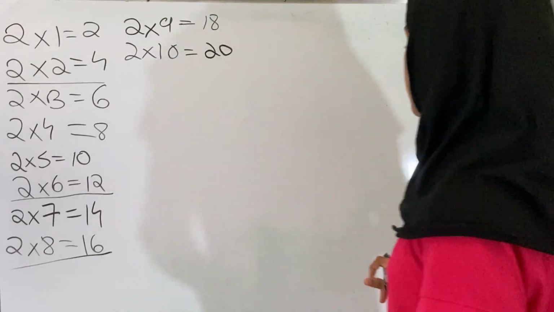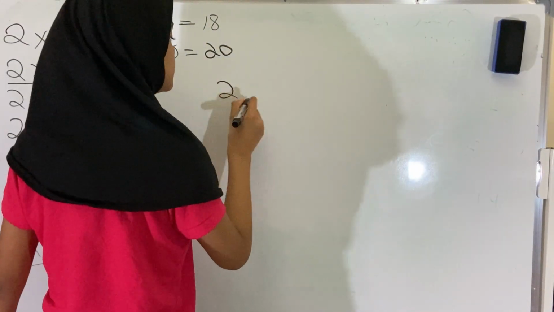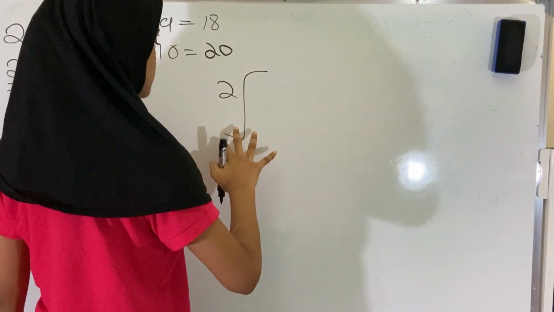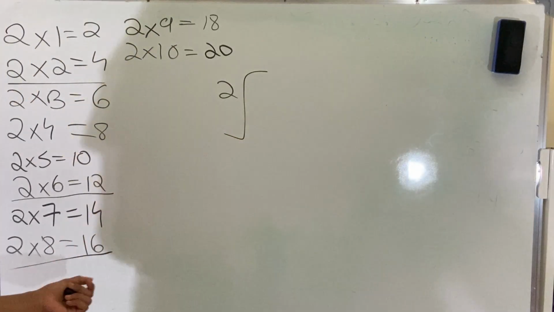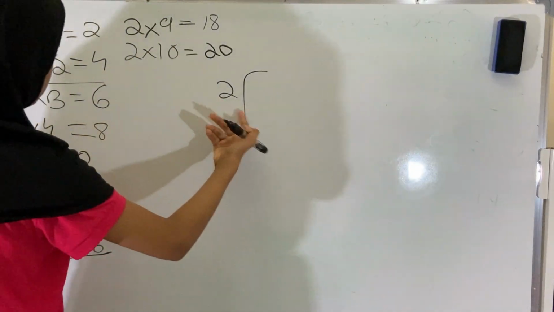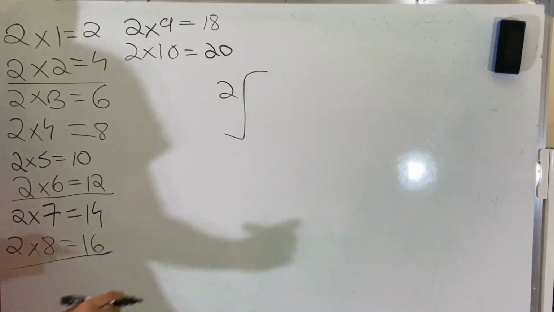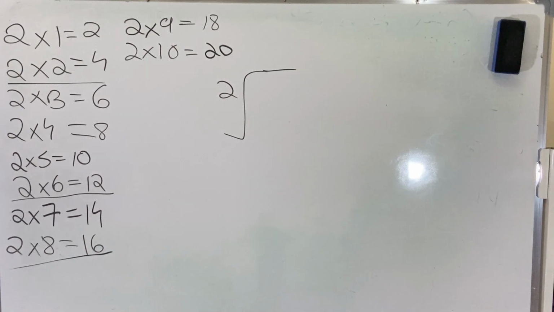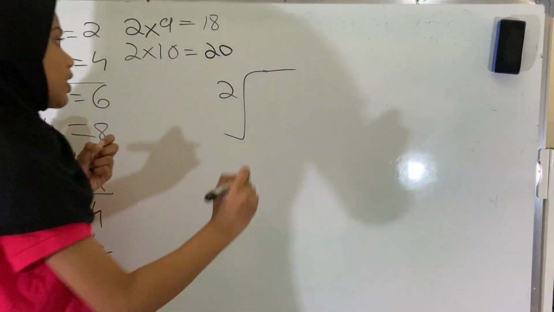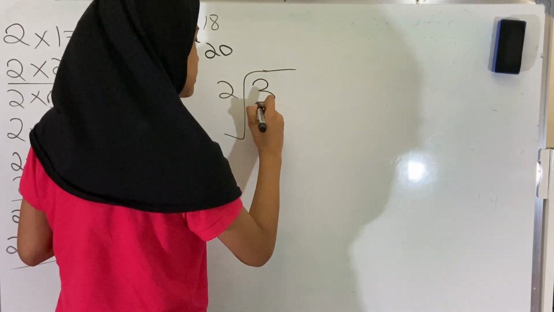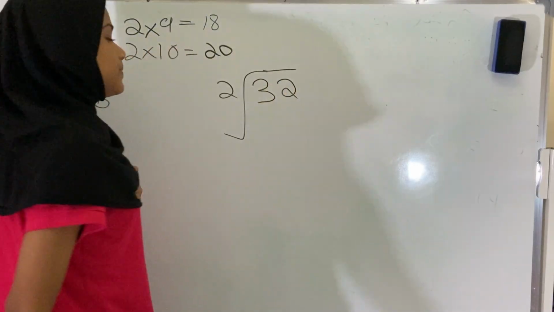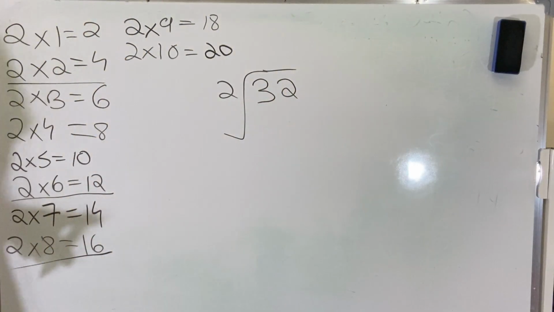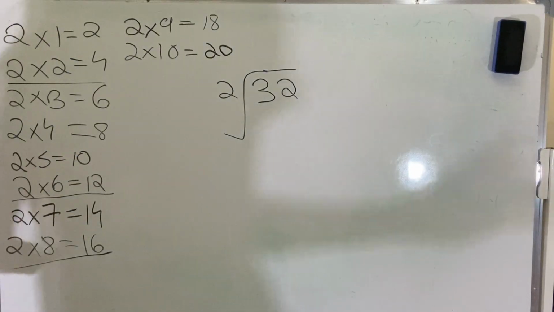Okay, so for division, this is the division sign, and we are on 2's table. So let's just write in here 2 first. And my first division question is 32.